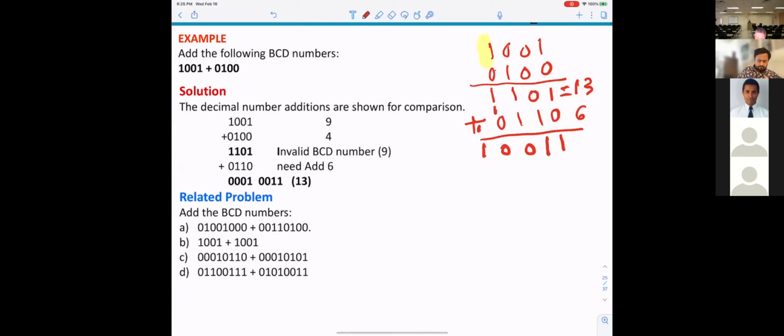Okay, now 1, 2, 3, 4. 2 digits. This number will be number 3. This number will be number 1. So that's why when you're adding BCD, you get number 13, and it comes out as 1, 3. So make sure when you're adding BCD, if it is greater than 9, then you must add number 6 to solve the problem.